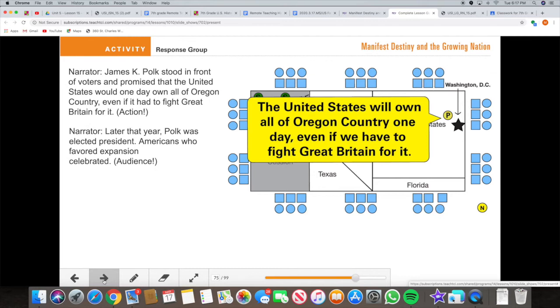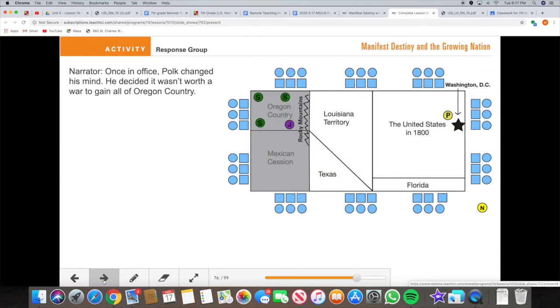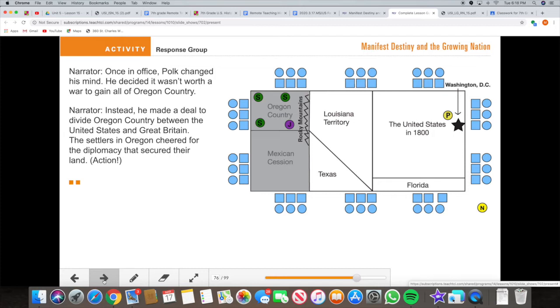Later that year, Polk was elected president. Americans who favored expansion celebrated. All of Oregon or none. Once in office, Polk changed his mind. He decided it wasn't worth a war to gain all of Oregon country. Instead, he made a deal to divide Oregon country between the United States and Great Britain. The settlers in Oregon cheered for the diplomacy that secured their land.